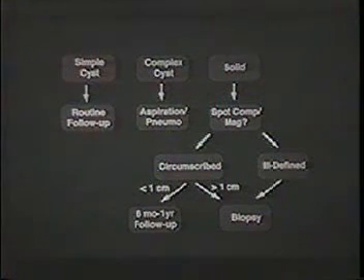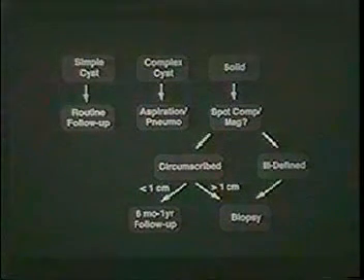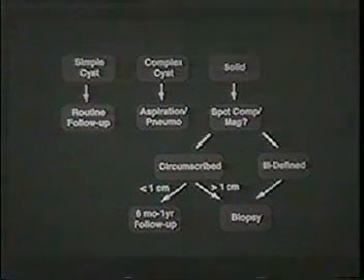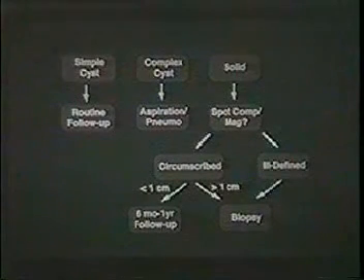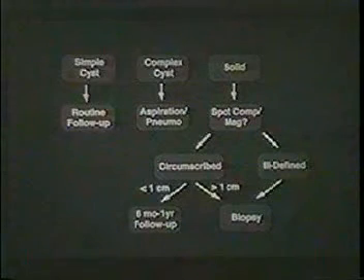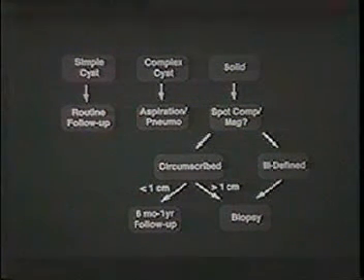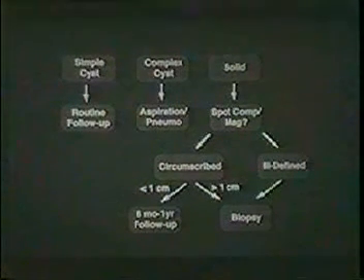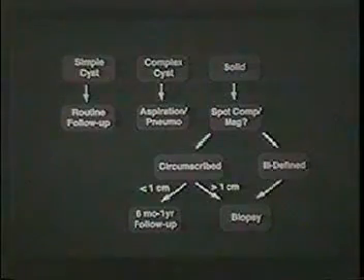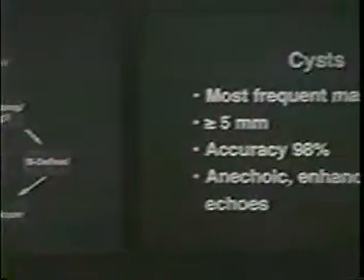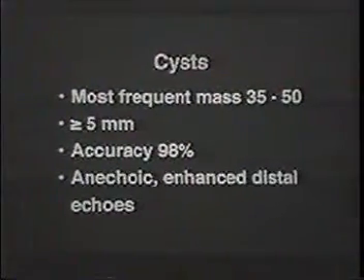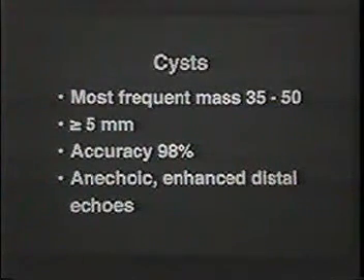If it is a simple cyst, then the woman goes into routine follow-up. Occasionally, we will do an aspiration of the cyst if it's particularly tender or bothersome to the woman because it's palpable. But usually, a simple cyst means routine follow-up with no need for further intervention. Cysts are the most frequent masses in women 35 to 50. And if they are 5 millimeters or more, you should be able to see them on the ultrasound unit.